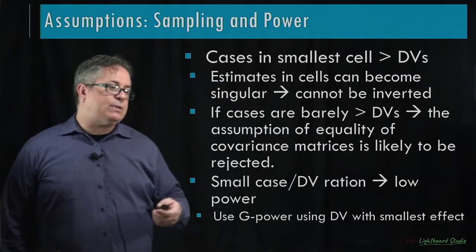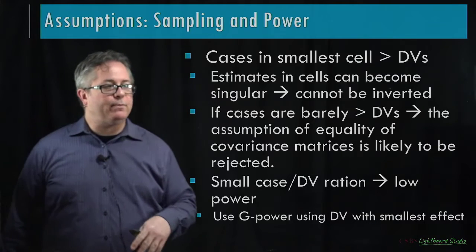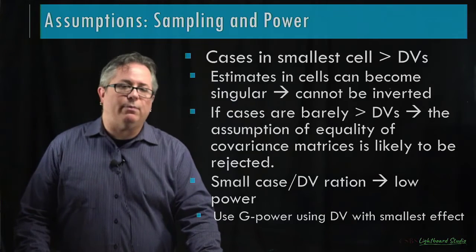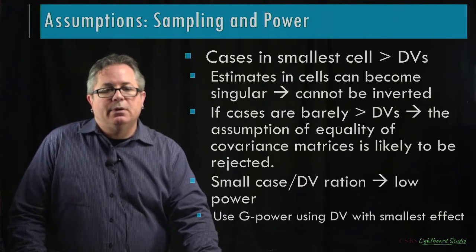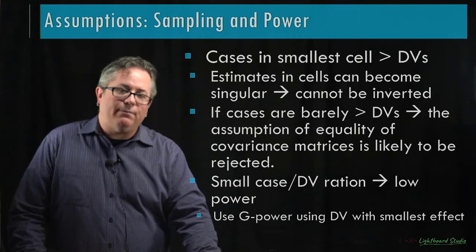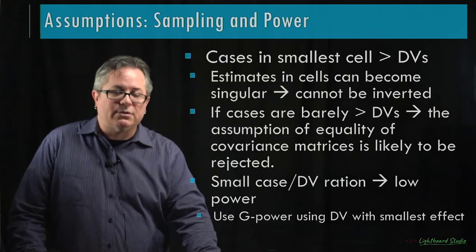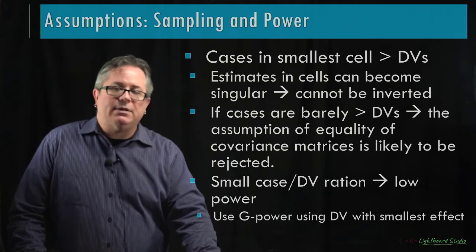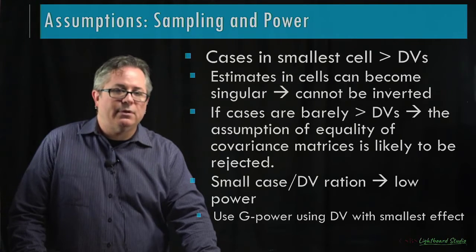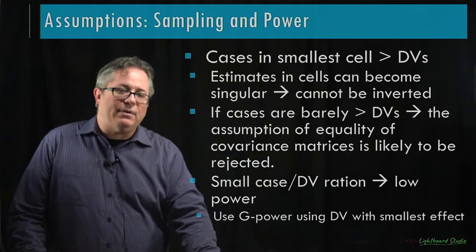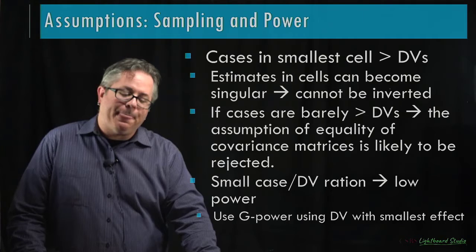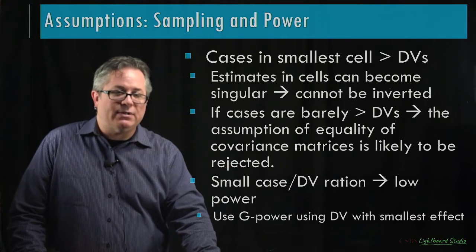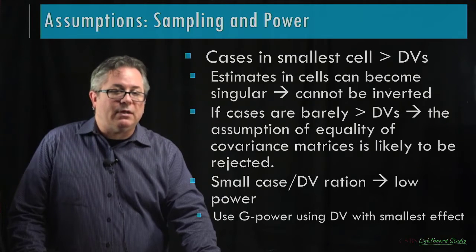So continuing to talk about sampling and power, at a very low level, this is not just about power alone, but also about being able to mathematically compute some of the things we need, like these different matrices we're going to talk about shortly. So at a bare minimum, you need to make sure that the number of cases in your smallest cell, the smallest group in your design, is larger than the number of DVs you have. If you have fewer cases than DVs, those cells can become singular. And as we're trying to compute things like the different effect matrices and error matrices, it may mean that those matrices cannot be inverted, and therefore the analysis cannot be completed.